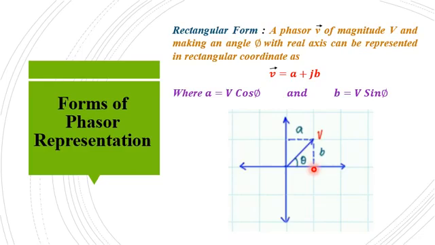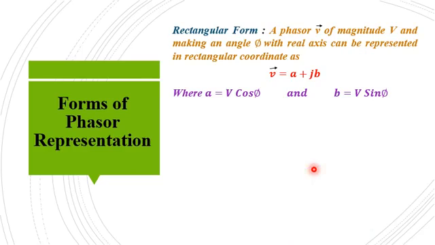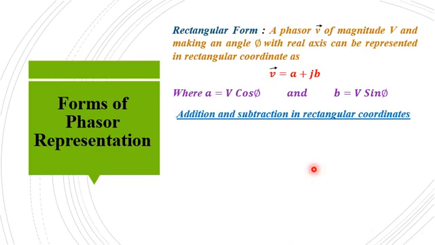Usually this rectangular form is mainly used when we need to add or subtract two phasors. So next we can see how we can do the addition and subtraction in rectangular coordinates. Assume that I am having two phasors, V1, which is represented as A1 plus jB1, and the second phasor is V2, which can be represented as A2 plus jB2.